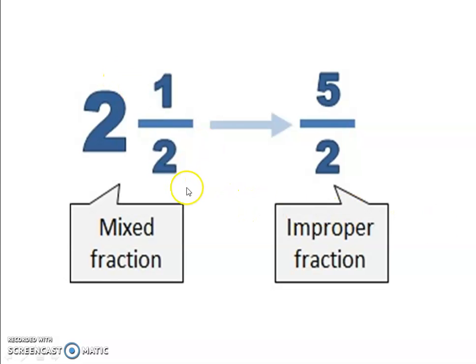That is the mixed fraction. To simplify, we have a trick: 2 2s are 4, 4 plus 1 is 5 upon 2. So we derive the final answer as 5 upon 2. That is why this is called a mixed fraction, because it is converted using multiplication, and 5 upon 2 is an improper fraction because it is not divisible. We get the value 2, 2 2s are 4, so 2 point something.